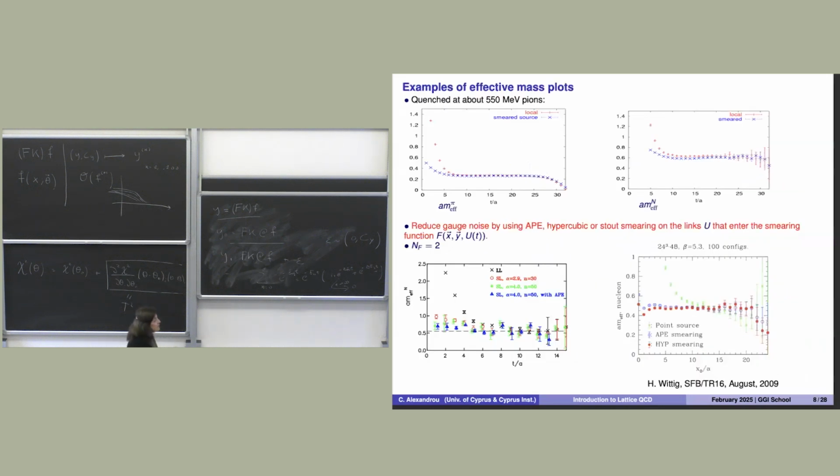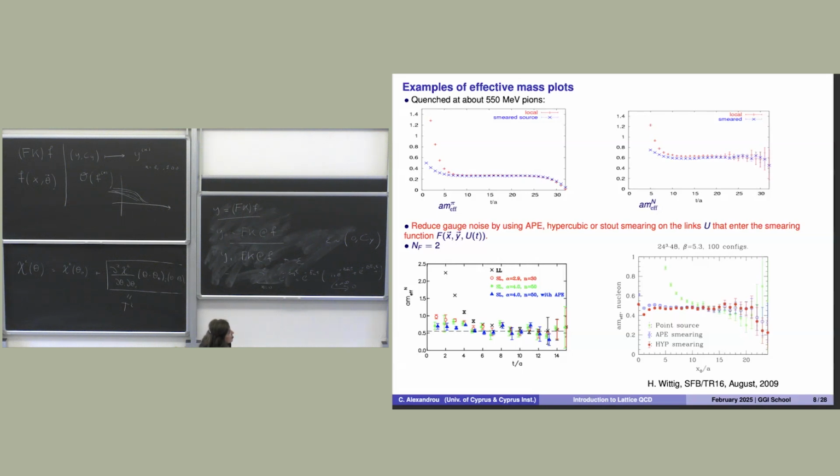And here I show you examples of what happens. So this is a quench calculation because you see it has very small errors, so you can really see the improvement. This is 550 MeV pions, very heavy pions, quench. Now you can do this on your laptop. It's a very easy calculation. I mean, back then, 20 years ago, it was a big calculation. But you see, if you use an unsmeared source, this is what you get. If you use a smeared source, you cut out the contamination from excited states. And you get these very nice plateaus here.